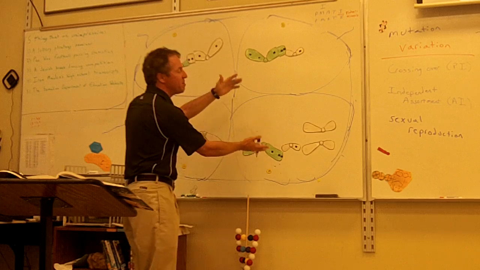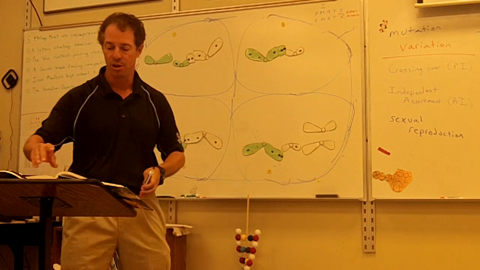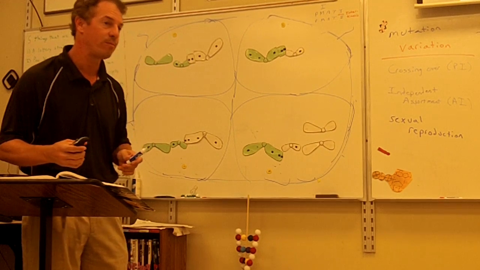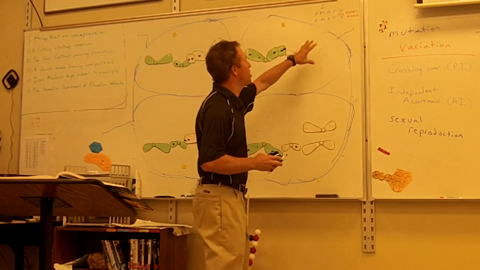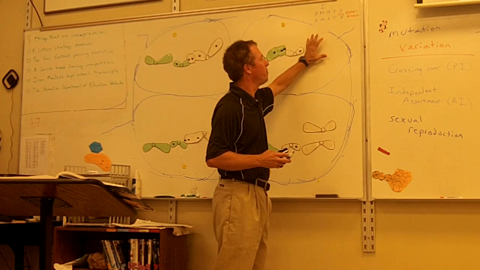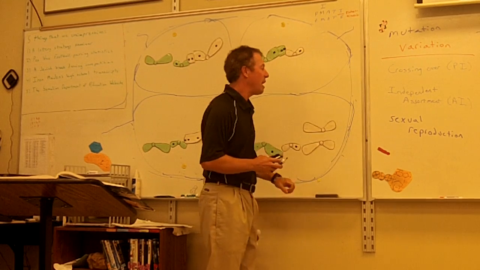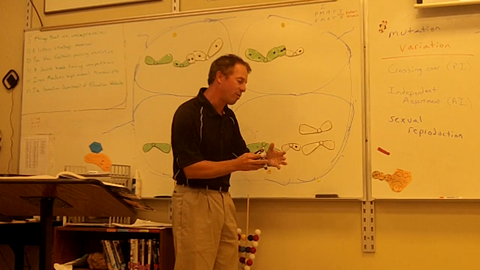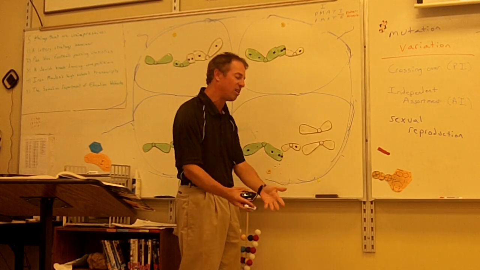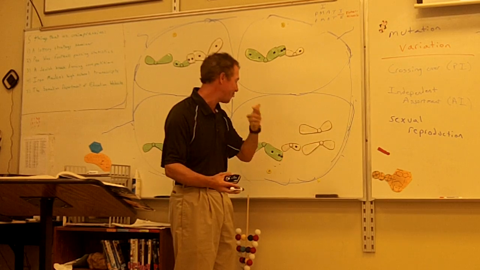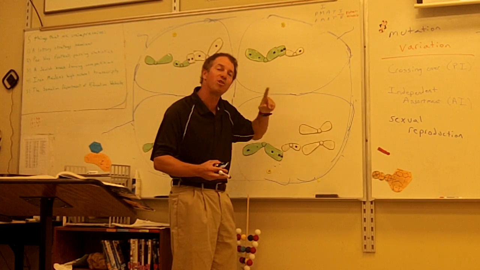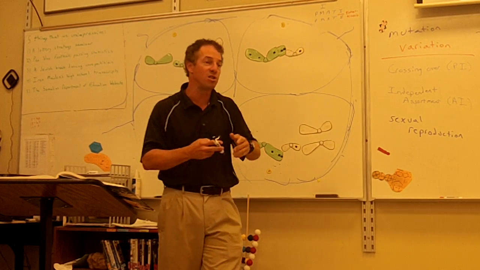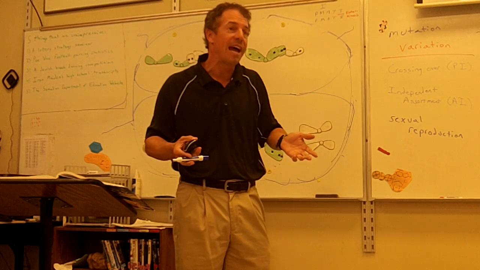And so we call this mistake a non-disjunction. And it usually leads to death of the organism. Almost always when you're missing a chromosome, the organism will die. And almost always when you get an extra chromosome, the organism will die. The first cell won't start dividing. It will never form into a human being. But if it's an extra number 21, the organism lives, grows into a human being that has Down syndrome.